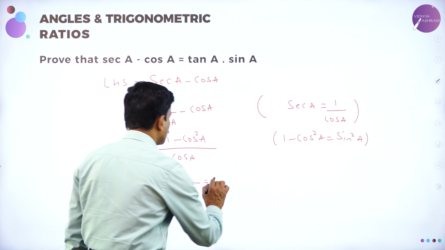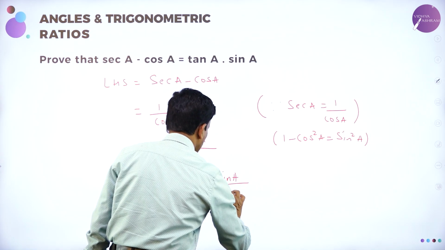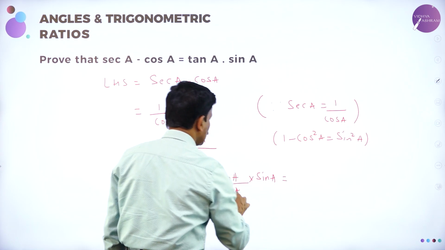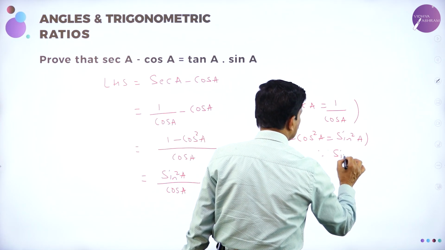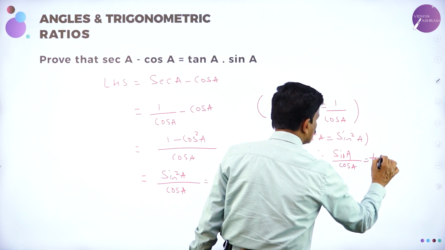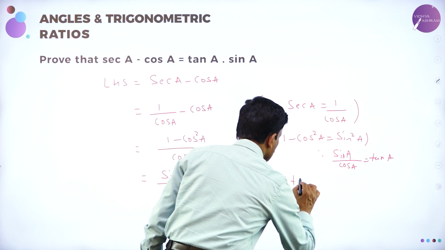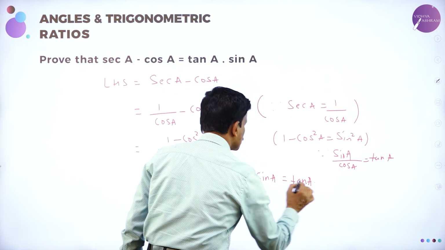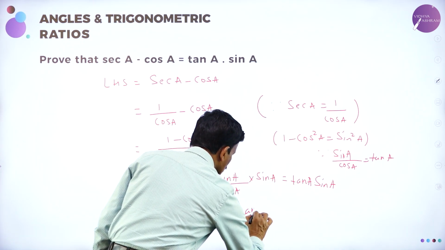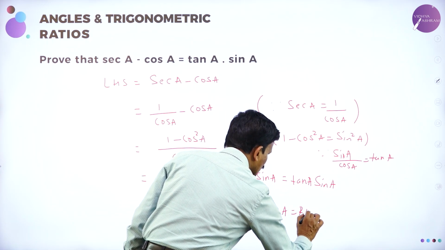Sin square A can be written as sin A into sin A. This sin A by cos A as it is into this sin A. Now what is sin by cos? Since sin A divided by cos A is equal to tan A. Sin theta by cos theta is tan theta. Sin by cos is tan A into this sin A will remain the same. So the required answer is tan A into sin A. That is the required RHS.